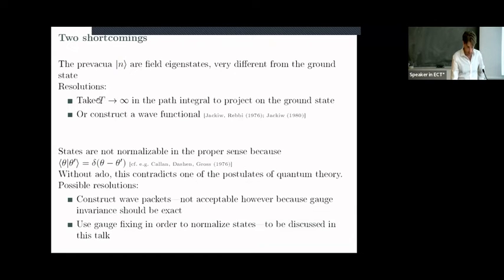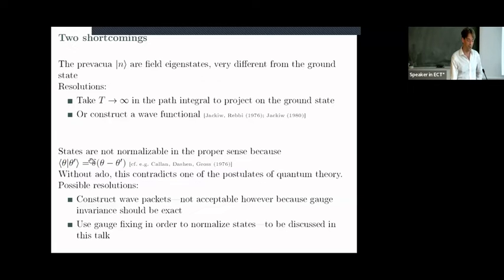So one could take the time to infinity to project on the ground state, but then one has to go through the first section over again, or one can construct a wave functional and look into the general properties of the wave functional. And this is the point of view that is basically taken in these original papers by Jackiw. The second thing, which is maybe even less appreciated than the question of these not really being field eigenstates, is that these states are not normalizable in the proper sense, because literally in all of these papers you see expressions like this, that the theta vacua are normalized to a delta function.